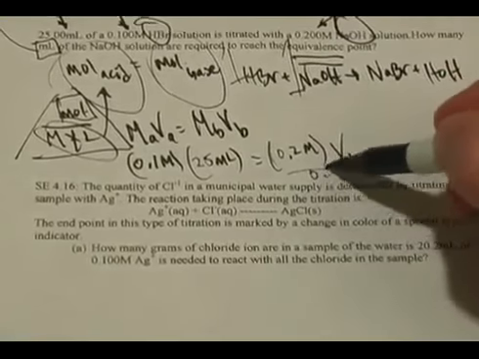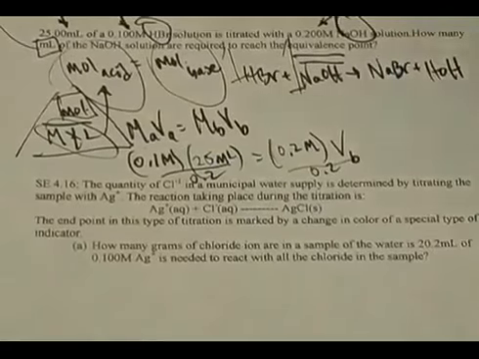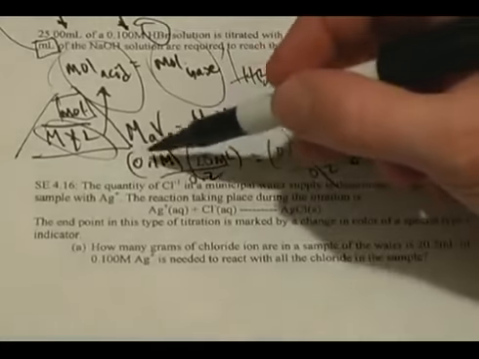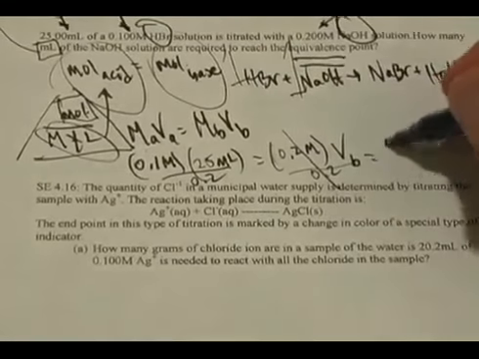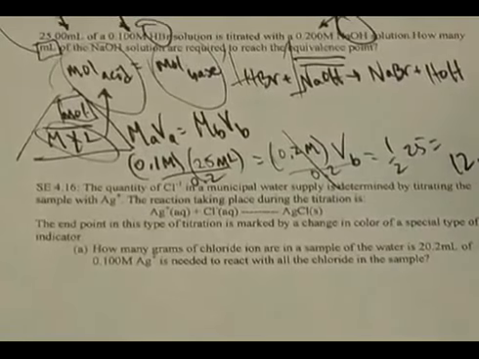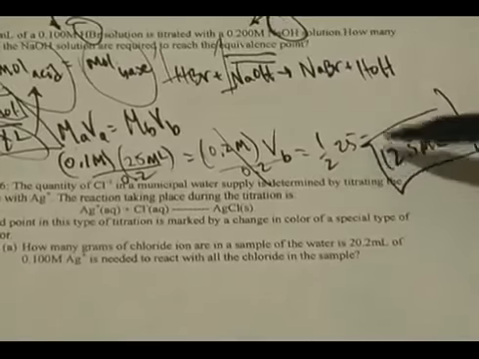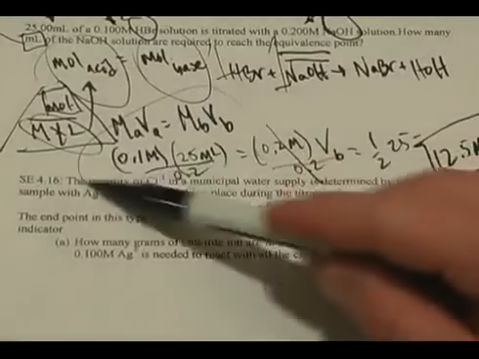So dividing both sides by 0.2, these guys cancel over here. 0.1 divided by 0.2 is the same as saying 1/2, and 1/2 of 25 is equal to 12.5 milliliters. So I can find my volume there fairly easily by using this relationship.